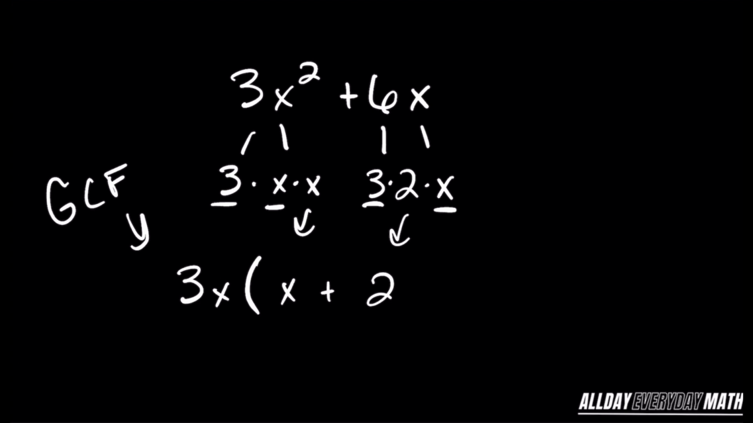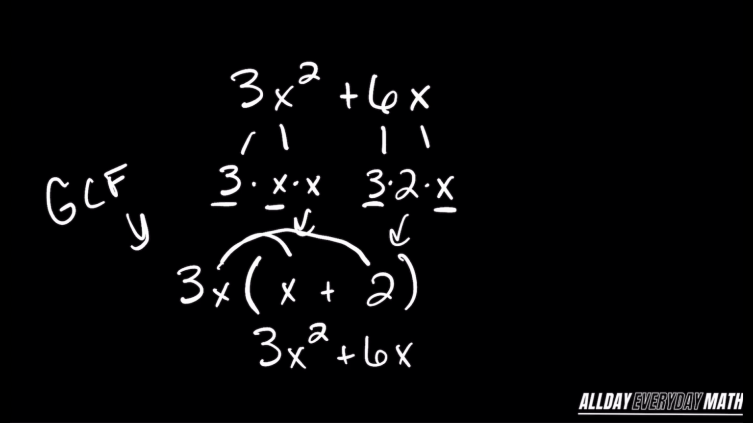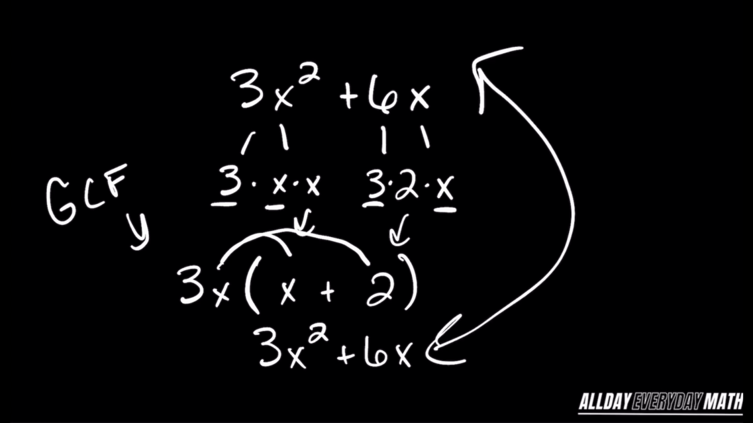So x plus 2. Okay, and a good way to double check ourselves is to now work backwards, and we're going to distribute our 3x to both terms to make sure that we still get this same binomial of 3x squared plus 6x. And so if we do that, 3x times x is 3x squared, and then 3x times 2 is plus 6x. And so we get the same thing, and so we know that we did it correctly. Okay, so that is how you factor a binomial or any polynomial by greatest common factor.